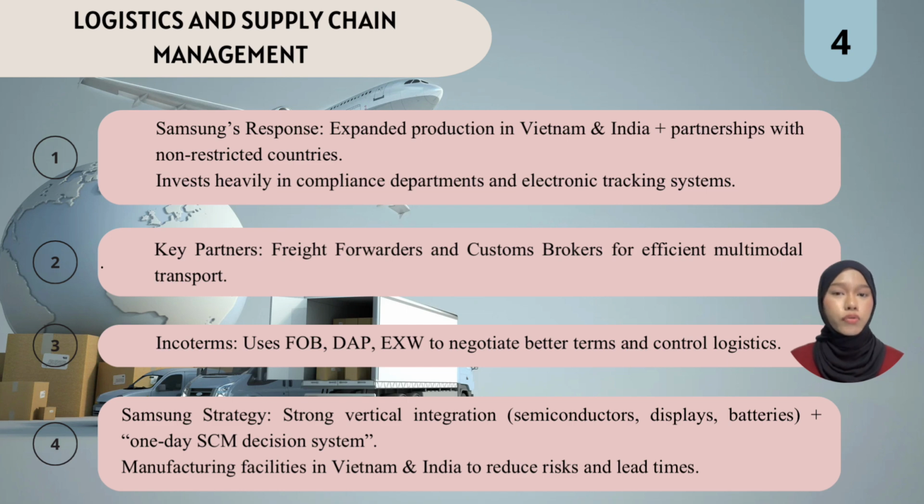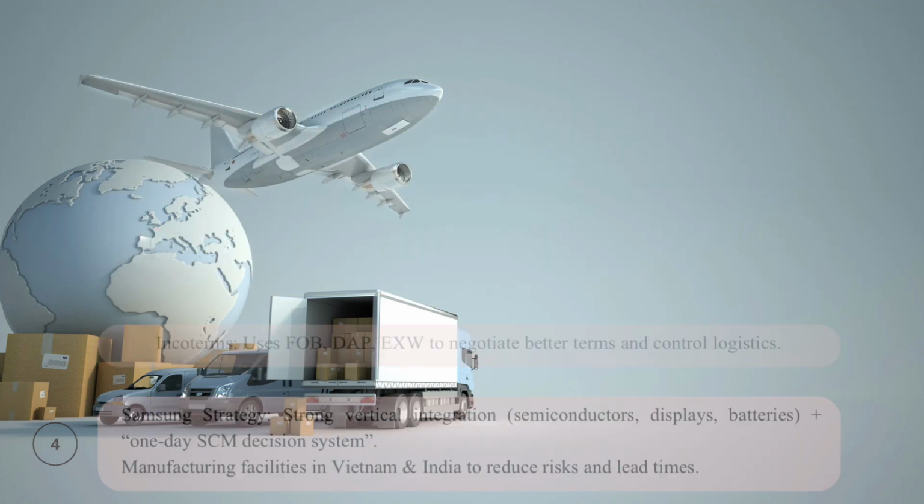What makes Samsung different is their vertical integration strategy. Unlike Apple, which relies heavily on external suppliers, Samsung produces its own critical components like semiconductors, displays, and batteries. They also build large manufacturing facilities in Vietnam and India to reduce risk and shorten lead times. With their one-day SCM decision system and advanced tracking, they can recover quickly from disruptions like COVID-19 port congestion.